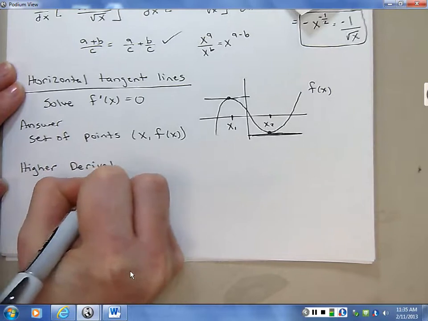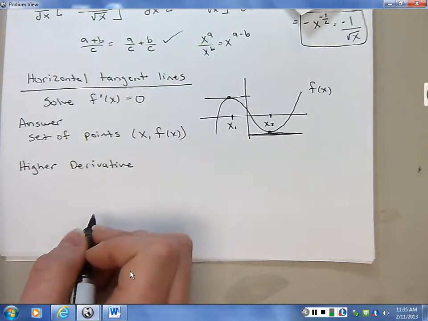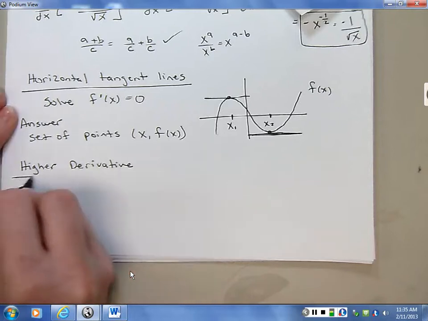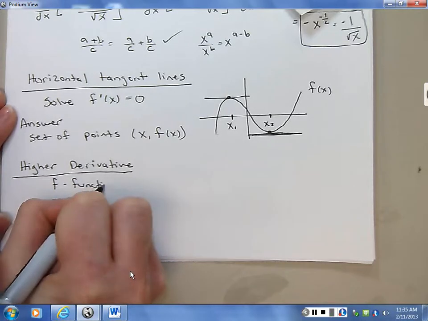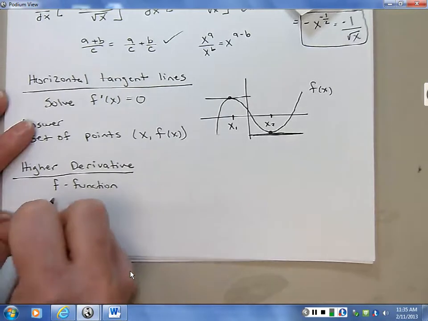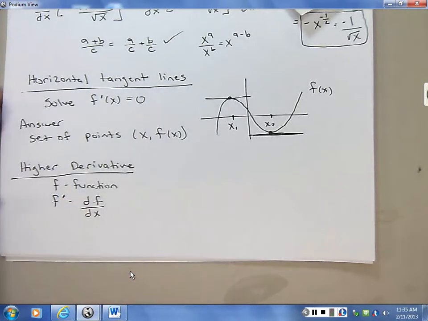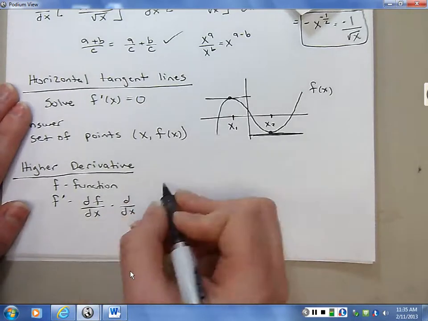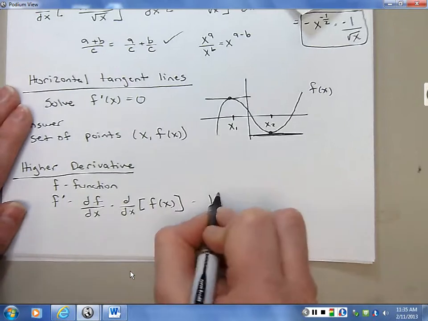So if we can calculate the first derivative, we can also calculate the second derivative, the third derivative, fourth derivative, fifth derivative, and so forth, right? So higher derivatives on notation, if I have a function, we'll name that function f prime, it might be written as the derivative of f with respect to x. Also might be written as the derivative of f of x with respect to x. This is the first derivative.